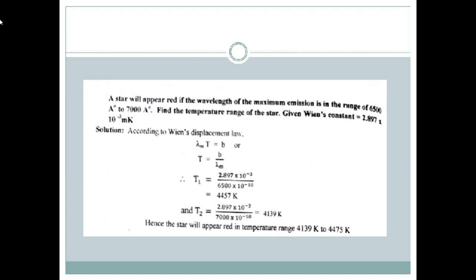Now T2 is equal to, similarly, just change the temperature, because they are telling the range is from 6500 Angstrom to 7000. So lambda m will be replaced by 7000. So T2 is equal to 2.897 into 10 to the power minus 3 divided by 7000 into 10 to the power minus 10 is equal to 4139 Kelvin. So the star will appear red in the temperature range 4139 Kelvin to 4457 Kelvin.